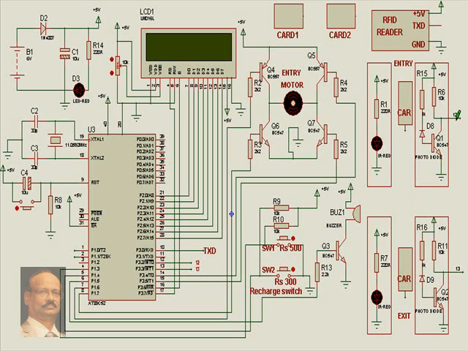In the process, this point changes its state, which is fed to the controller here by these points 12 and 13. In the process, action takes place. So we'll see how it works.